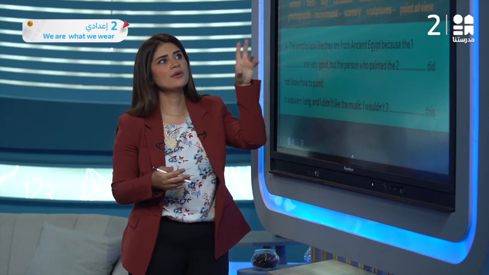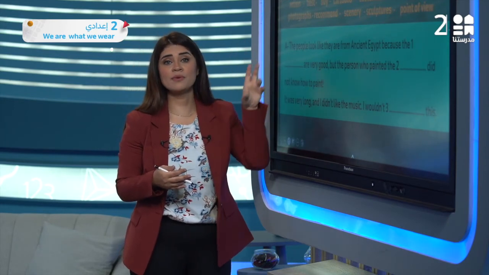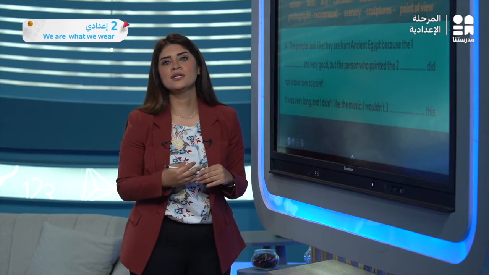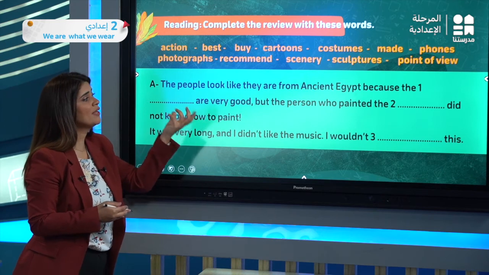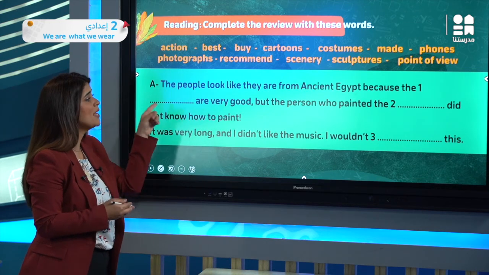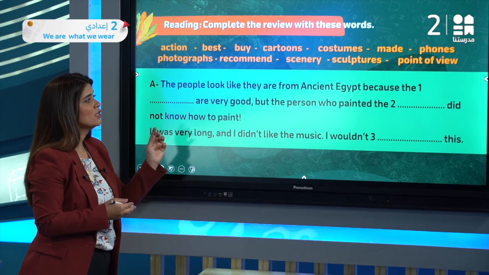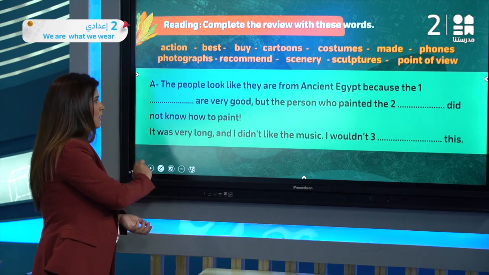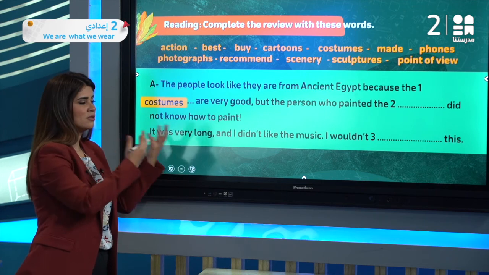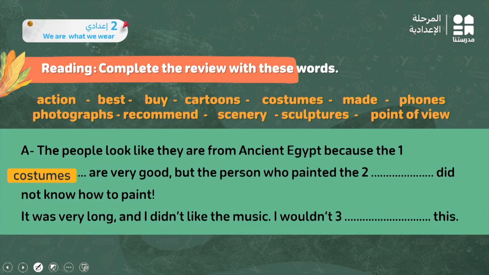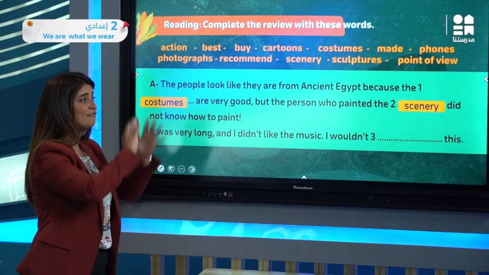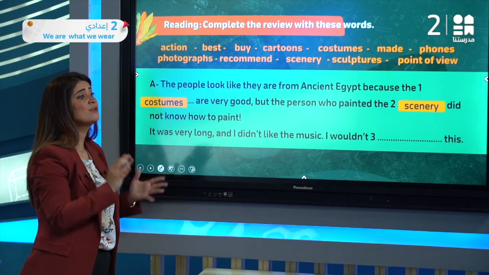So here we are gonna read some articles or some reviews and we have to fill in using the suitable words. The people look like معناها يشبه. The people look like they are from ancient Egypt because the costumes are very good. Okay, so what am I talking about here? Of course, it's the costumes because it made me know how they look. But the person who painted the scenery did not know how to paint. So the person who painted the, of course, the scenery, الخلفية أو ال background scenes.